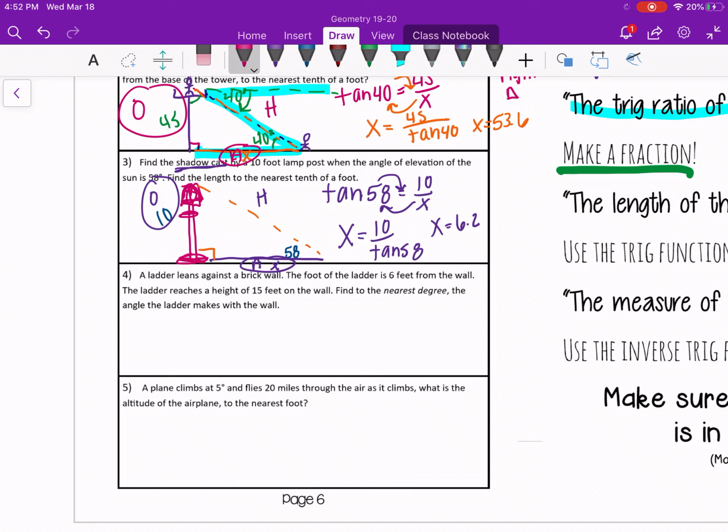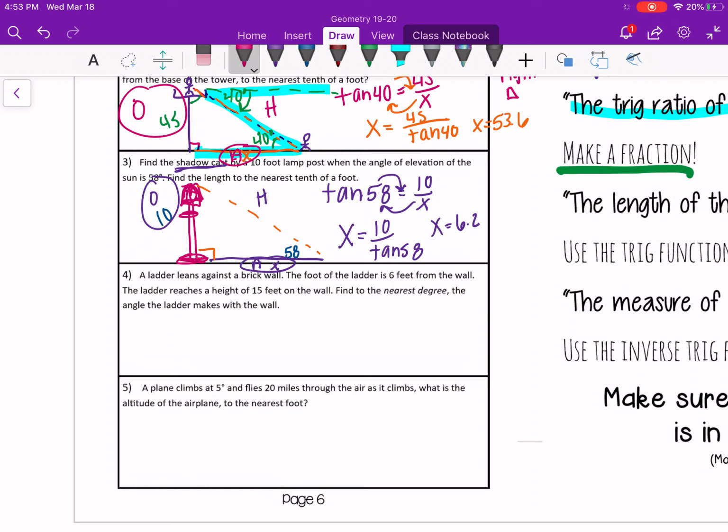The next example is a really common example that you're going to see all the time. It is a ladder leaning against a brick wall. This is like the most traditional trigonometry word problem that you're going to see in these examples in the ACT, other math trigonometry classes that you take. It says a ladder leans against a brick wall. The foot of the ladder is 6 feet from the wall. The ladder reaches a height of 15 feet on the wall. Find to the nearest degree the angle that the ladder makes with the wall.